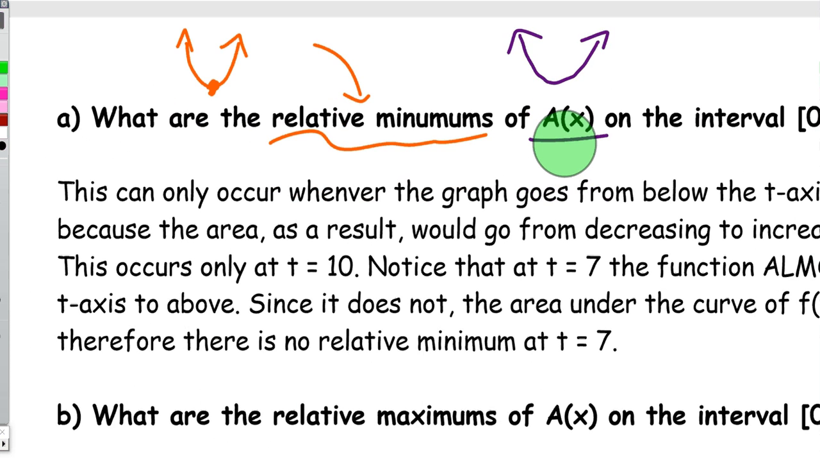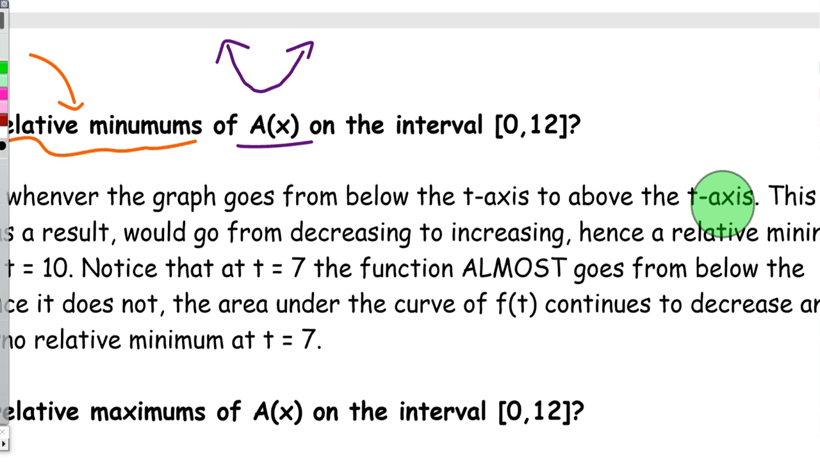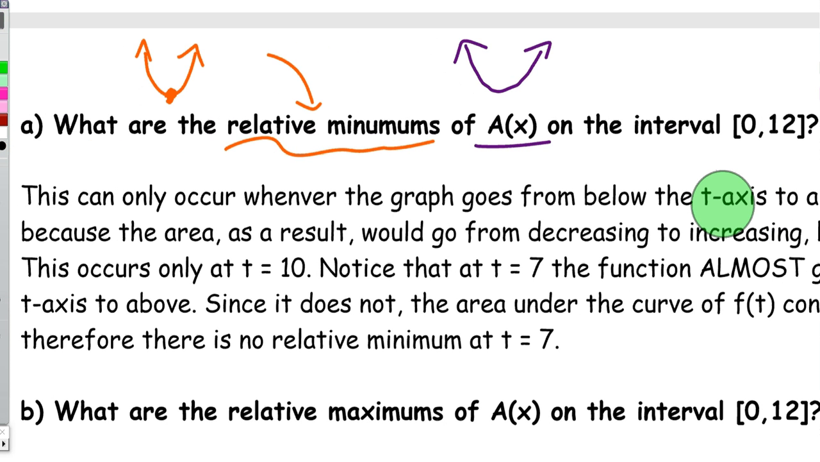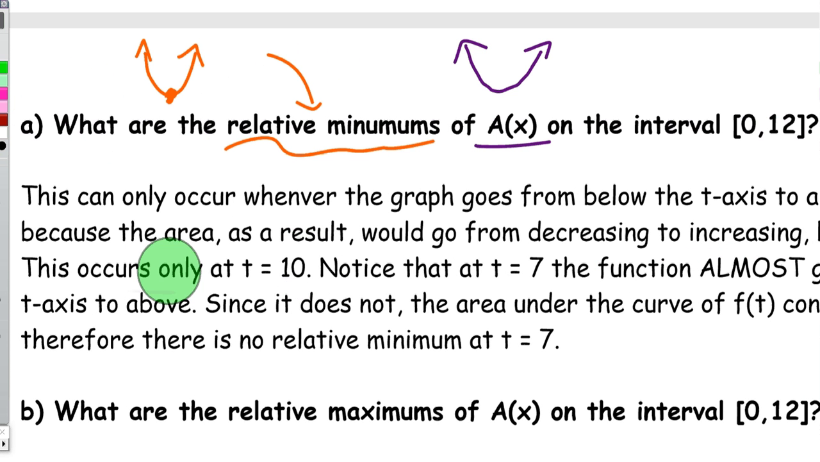So let's read this together. This can only occur whenever the graph goes from below the t-axis to above the t-axis. This is because the area as a result would go from decreasing to increasing, hence a relative minimum. Let's underline that in orange. This only occurs at t equals 10.